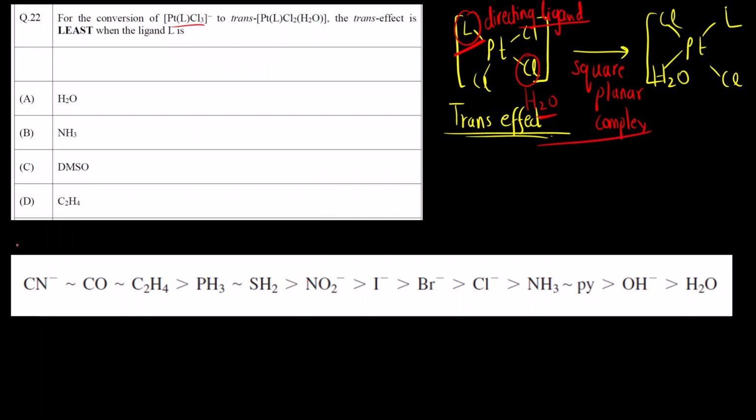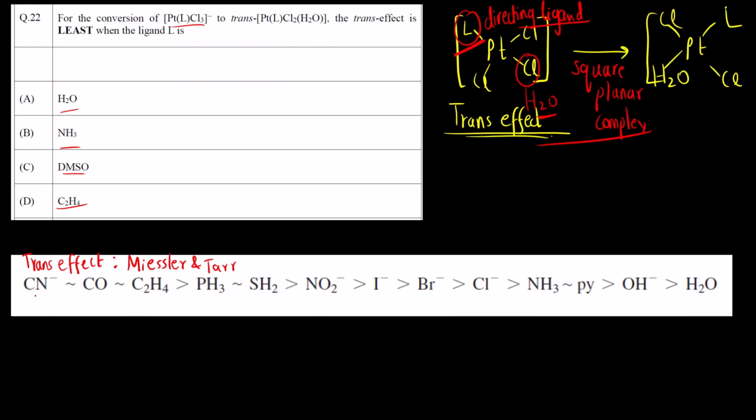So this is the directing trans effect series. This you must know. If you don't know this order, then you cannot solve this question. This I have taken from Miessler and Tarr. Here if you see there are A, B, C, D, 4 ligands given. This order determines the rate of the reaction.